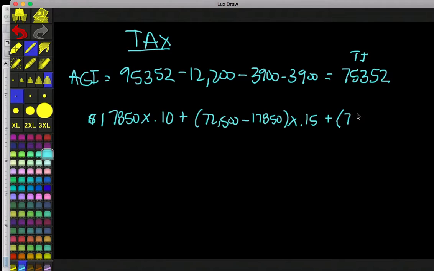So I'm going to go 75,352 minus this 72,500, because I already paid 15% taxes on those. I don't want to have to pay that again. That's going to be times 25, okay? So now I'm going to just simplify this formula down so you can see this is how I work it out honestly. I always write everything out, okay? I'm going to leave this one as it is, but this I'm going to go ahead and do that math on.